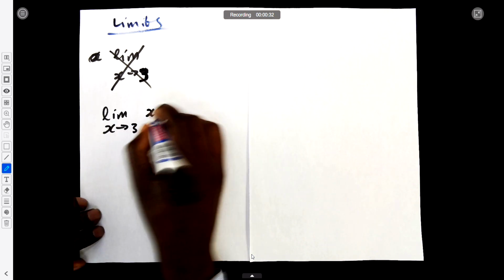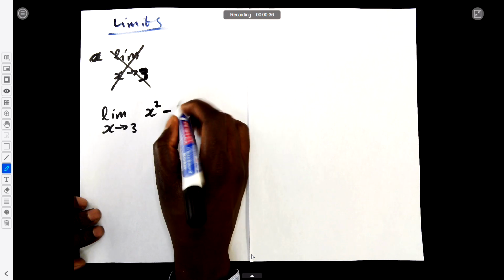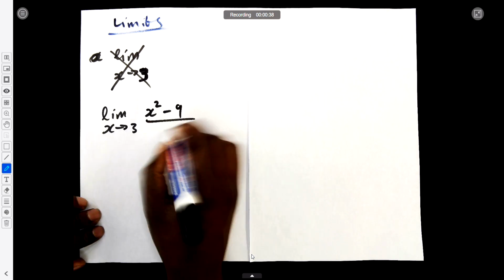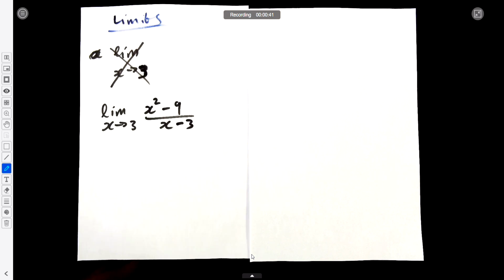For a function, let's say we have (x squared minus 9) over (x minus 3). So we need to determine the limit of the function. Therefore, there's something that we need to understand about limits. What are limits? When you talk about limits, we're talking about types of functions, where the functions are determined.